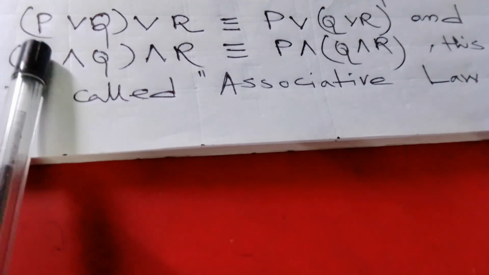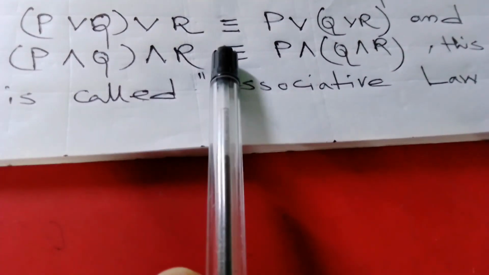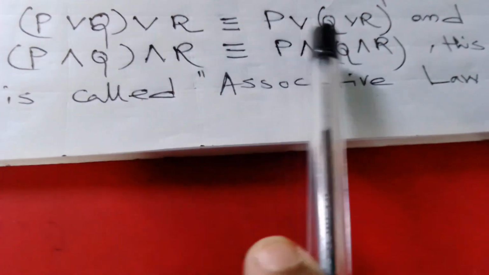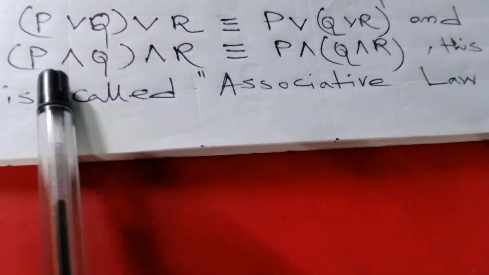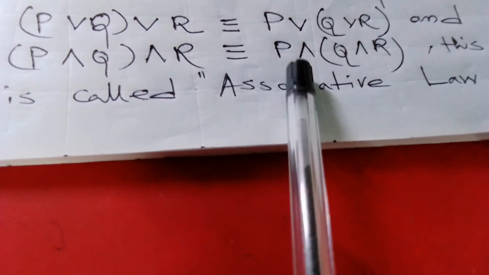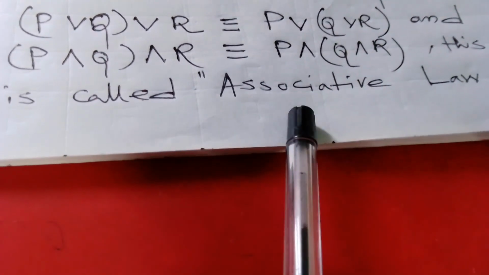And the next law is the associative law. P disjunction Q disjunction R has logical equivalence with P disjunction Q disjunction R, and P conjunction Q conjunction R has logical equivalence with P conjunction Q conjunction R. This is called the associative law. So these two are the algebraic laws of connectives.